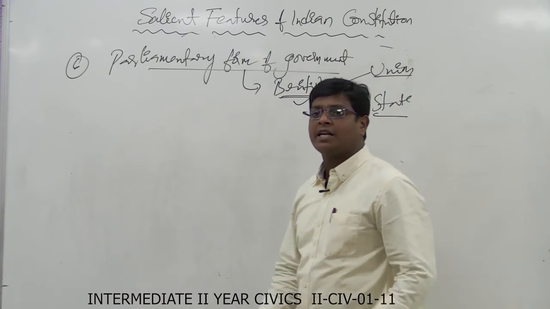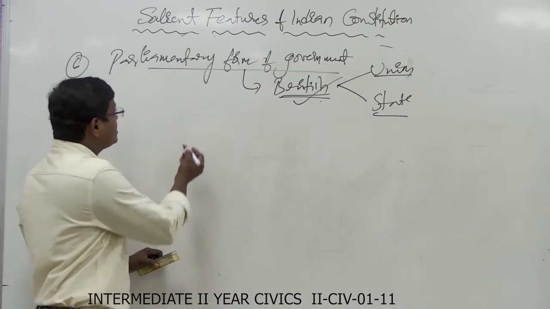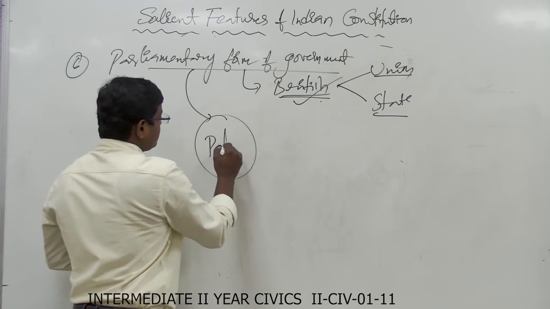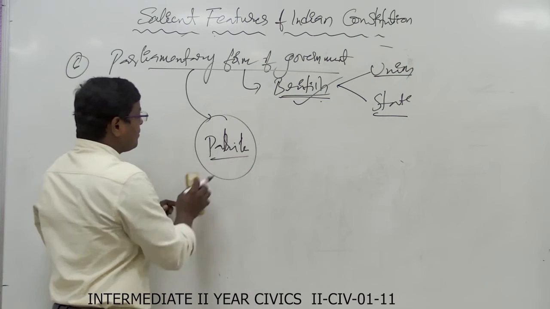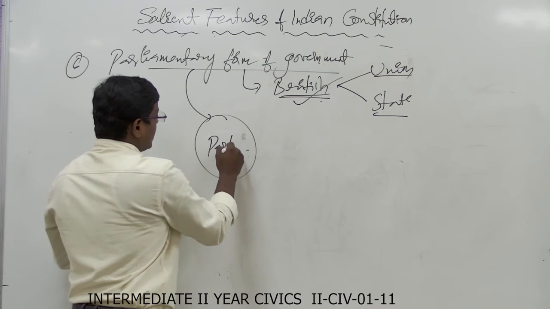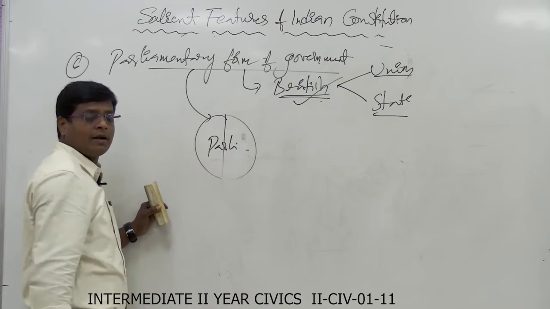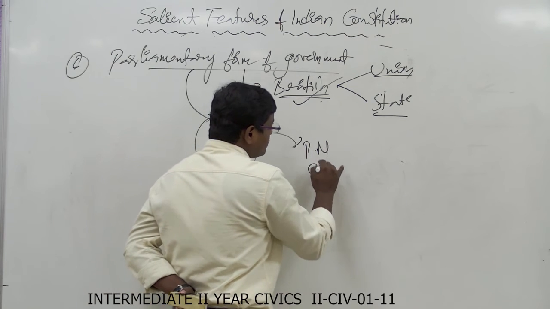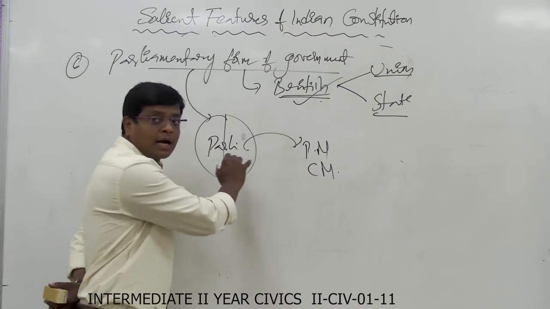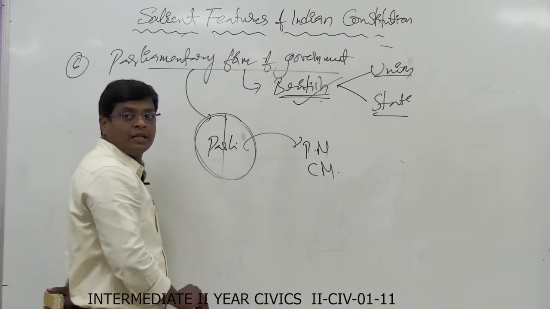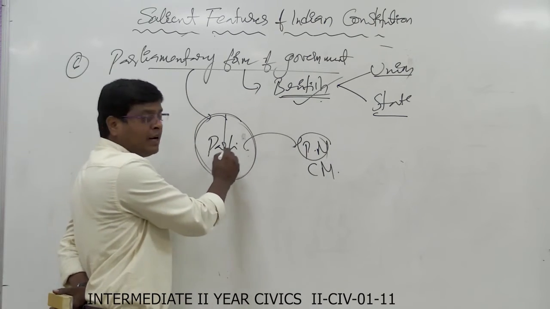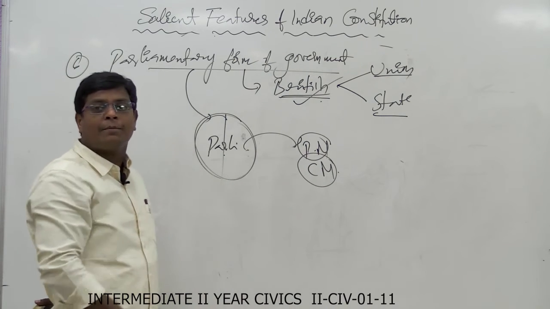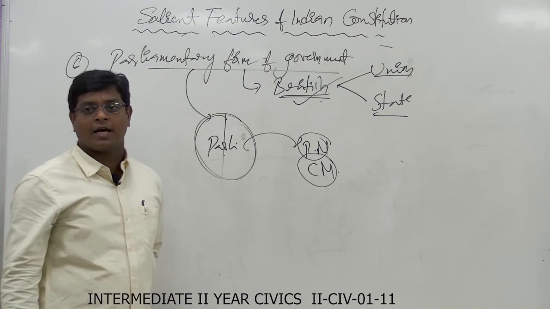What is meant by the parliamentary form of government? The government which is derived from the parliament. For example, this is called parliament. There are both houses, Lok Sabha and Rajya Sabha. The government which is headed by the Prime Minister and the Council of Ministers, they all come from Parliament only. The Prime Minister is a member of Parliament. The Council of Ministers are also members of Parliament. If the government is derived from the Parliament, it is called the parliamentary form of government.